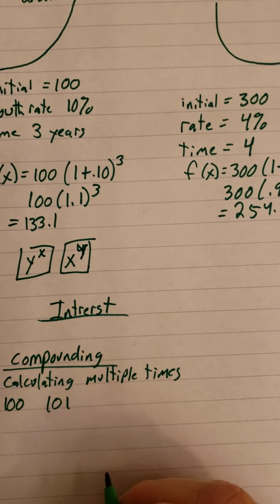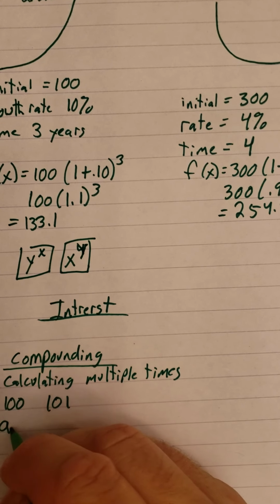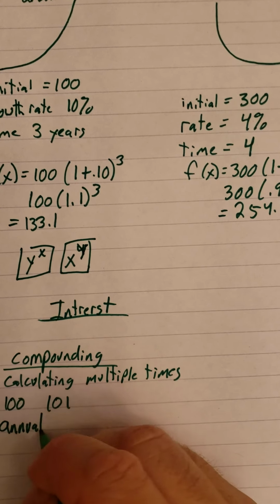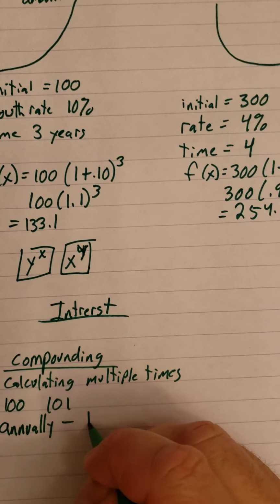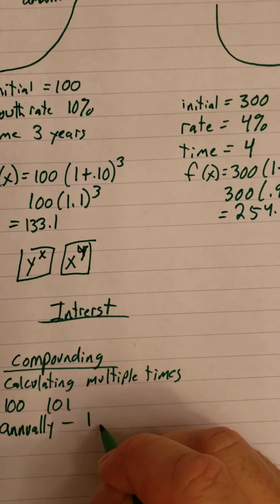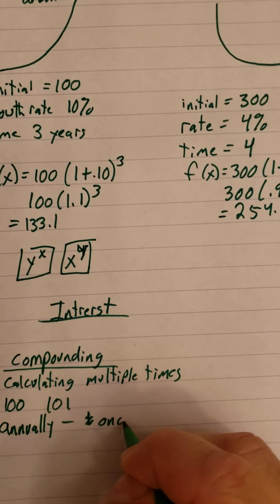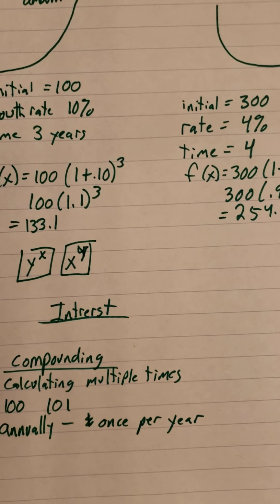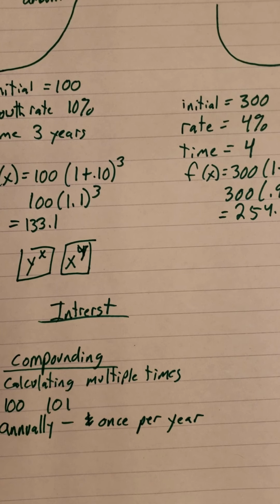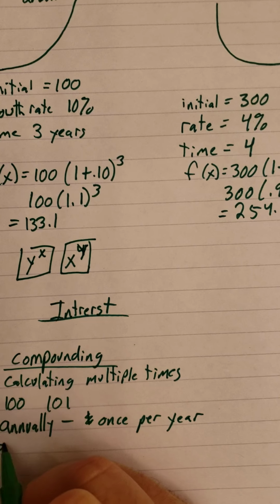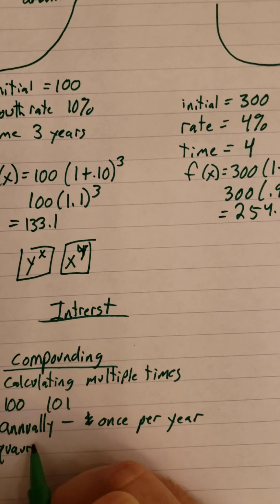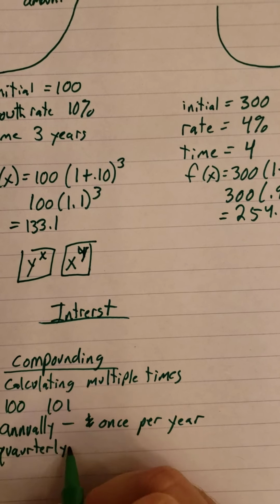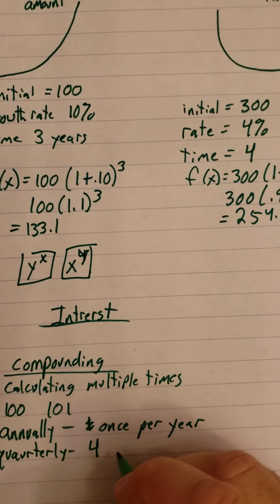Now there's a couple different ways it's normally done. If it says it's being done annually, it's once per year. So at the end of the year, they'll go and calculate interest with whatever money you have in your account. Another popular one is quarterly. This means they're going to do it 4 times a year.